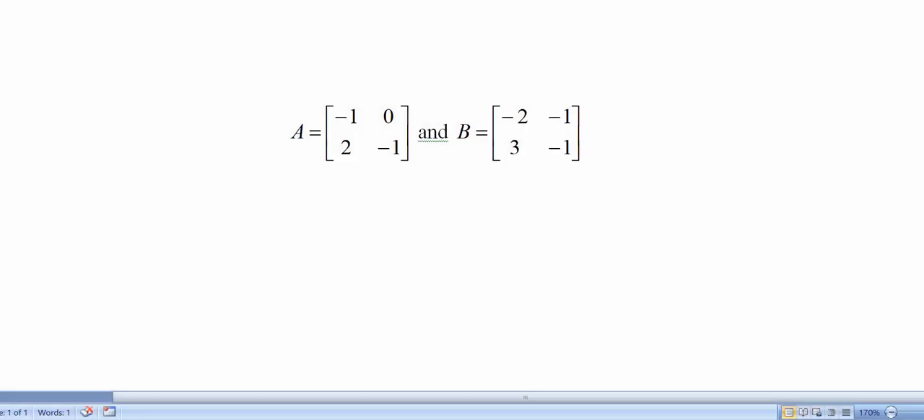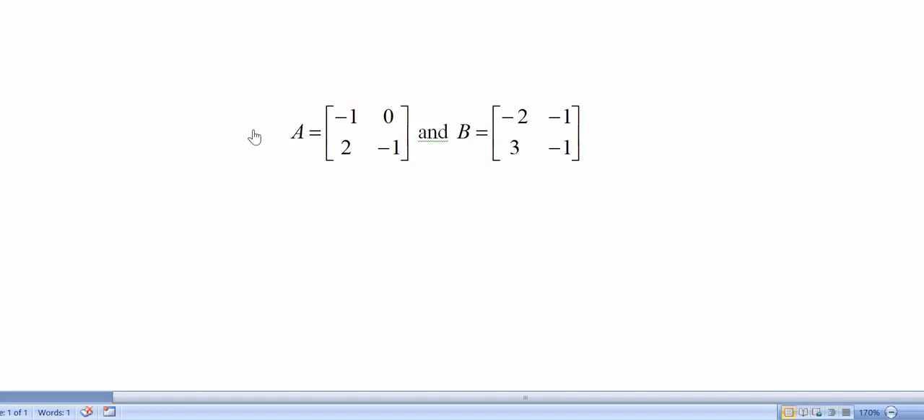So I know we have problem 1 in the actual lecture notes, but I want to go ahead and do a different problem and allow you to think about problem 1 after the fact. So we're going to start with these two matrices. We have matrix A, which is a 2 by 2 matrix, 2 rows, 2 columns, and matrix B, which is also a 2 by 2 matrix.